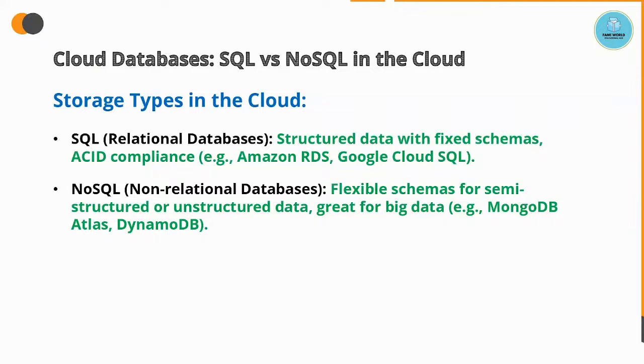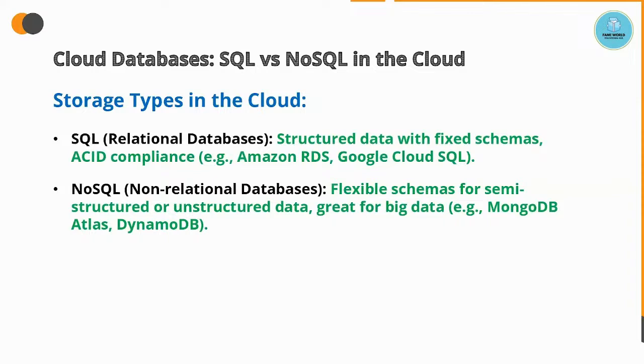In normal scenarios without the cloud, for SQL you can use MySQL, Oracle, and similar. For NoSQL, MongoDB is there. When we talk about SQL, that is Structured Query Language, which is present in relational database management, known as RDBMS. It has structured data with fixed schemas. Schemas are the database tables. ACID compliance, ACID properties are there. For example, in the case of the cloud, Amazon RDS and Google Cloud SQL are present for the relational database management system.